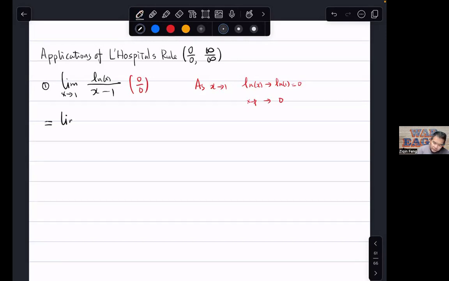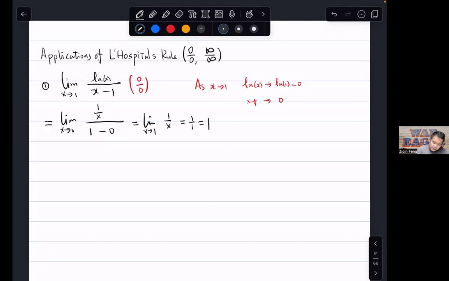This is the same as the limit as x goes to 1, where the derivative of the numerator, natural log of x, is 1 over x, and the derivative of the denominator is 1 minus 0: the derivative of x is 1, the derivative of 0 is 0. So this is the limit as x goes to 1 of 1 over x. Now we are ready to plug in 1, because you don't have 0 in the denominator anymore. So this is 1 over 1. This function is continuous, 1 is in the domain, so plug in 1. This is 1.